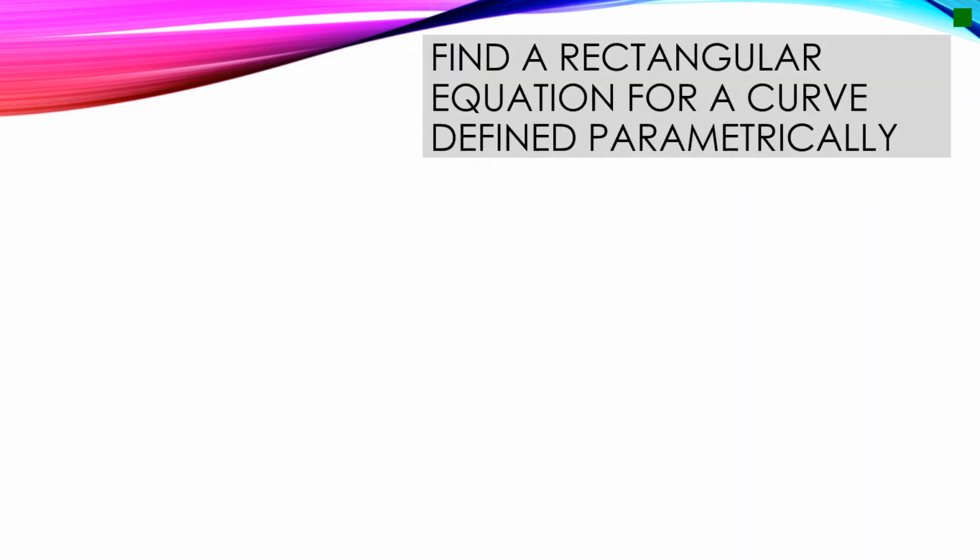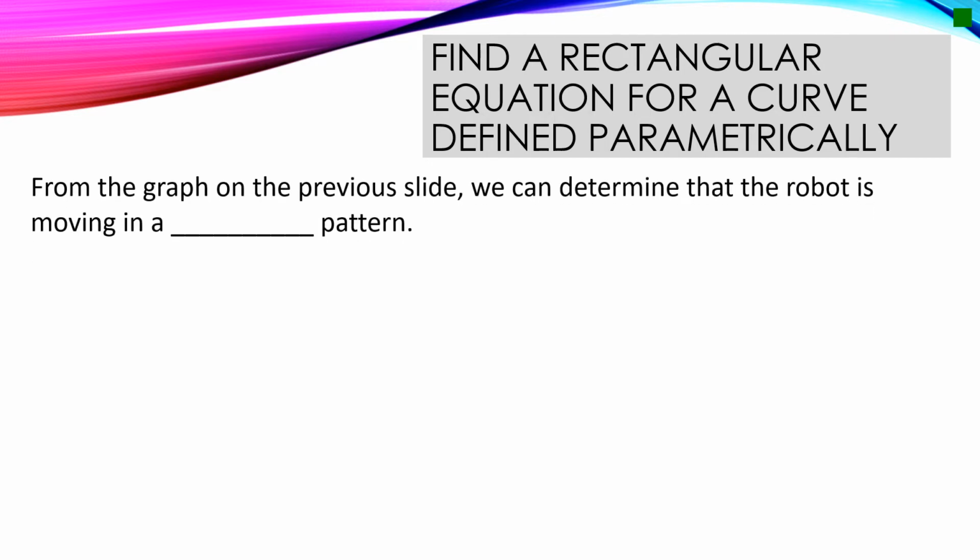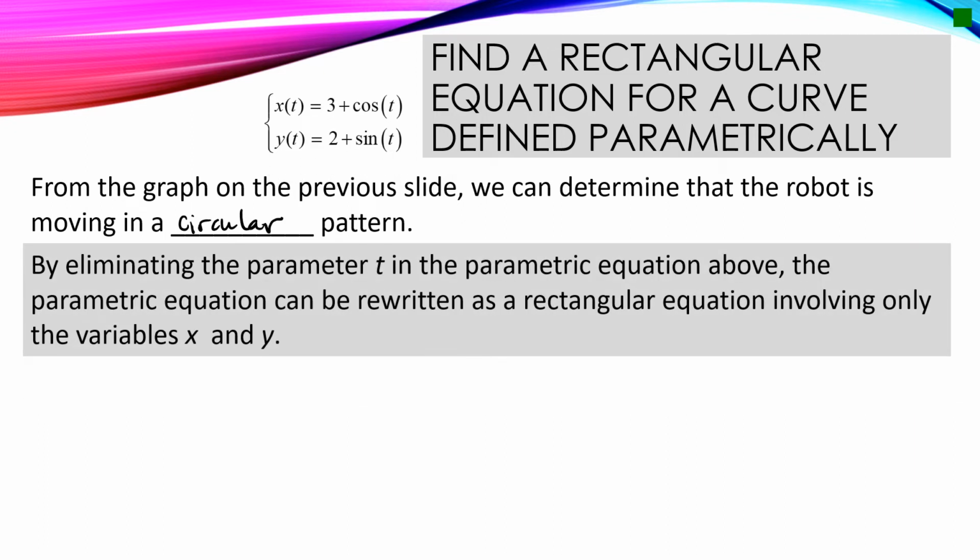So now we're going to find a rectangular equation for a curve defined parametrically. From the graph on the previous slide, we think that we can determine that the robot is moving in a circular pattern. That is our guess at this point. By eliminating the parameter t in the parametric equation above, the parametric equation can be rewritten as a rectangular equation involving only the variables x and y. So let's see what we've got here. We've got x equals 3 plus the cosine of t, and we've got y equals 2 plus the sine of t.